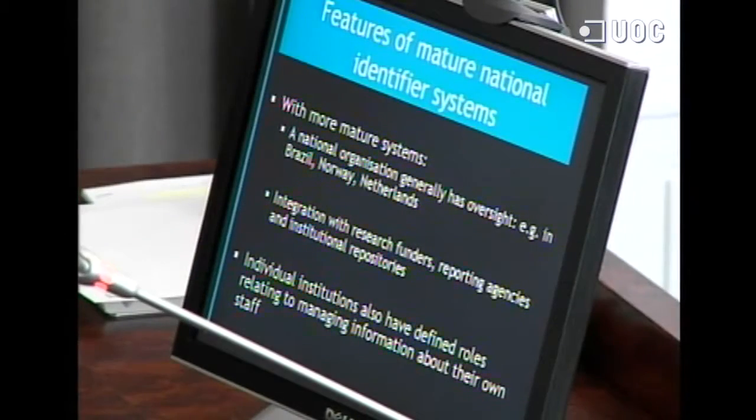So with the ones that have been going for longer, you can begin to see some commonalities across them. So usually where they've been going for a while, there is a national organisation which has an oversight of the system. And the system's usually integrated with the funding bodies, the reporting agencies, and right down to the level of institutional repositories. And those institutions have roles about their researchers and how information about the researchers is recorded and shared.